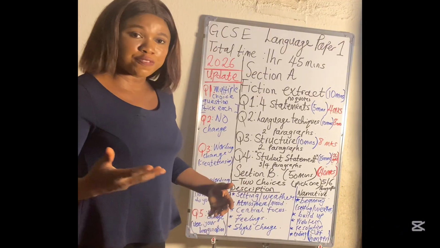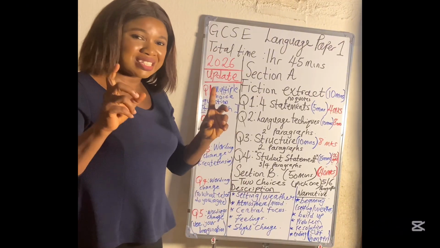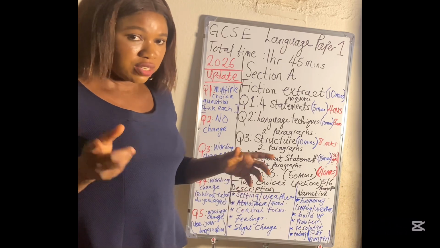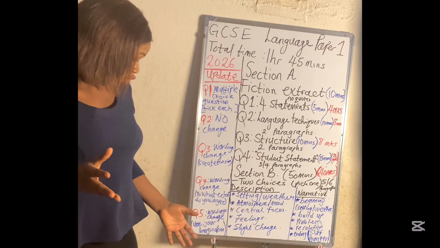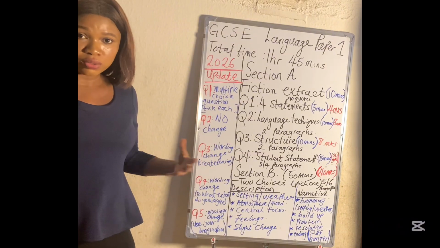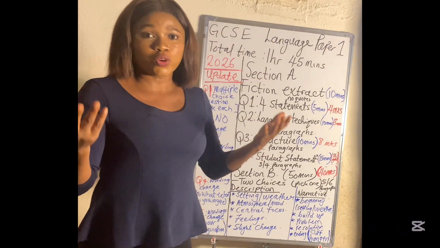And then talk about the feelings. And then there should be a slight change. If there's no change, then you're not writing a descriptive writing. So there should be a change. Either the weather became cooler or hotter, or something changed in your character.